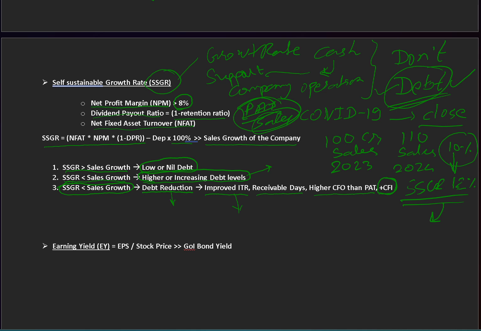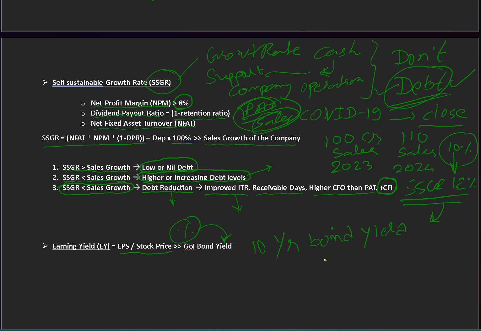Earning yield is nothing but earnings per share divided by stock price. If you multiply by 100, it gives us a percentage. And if this is higher than the Government of India 10-year bond yield. So what is the present 10-year bond yield?